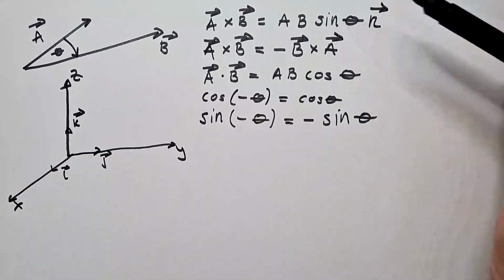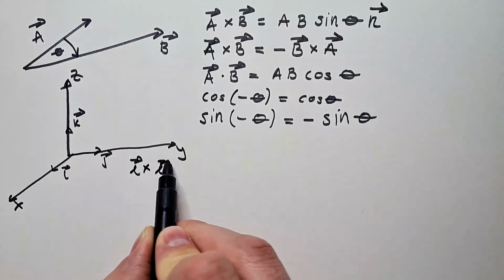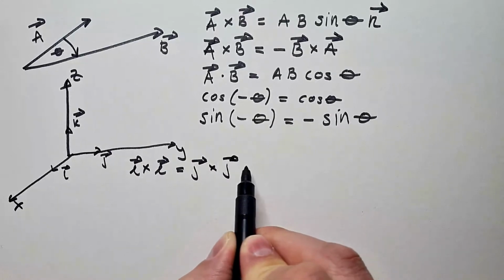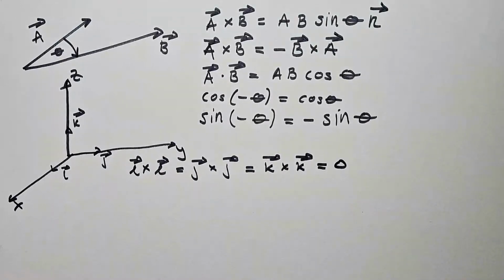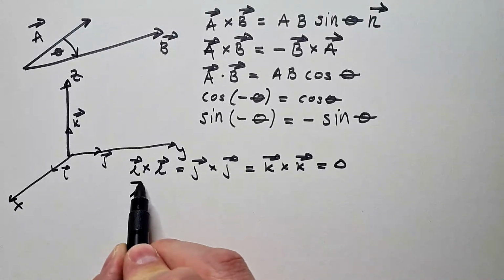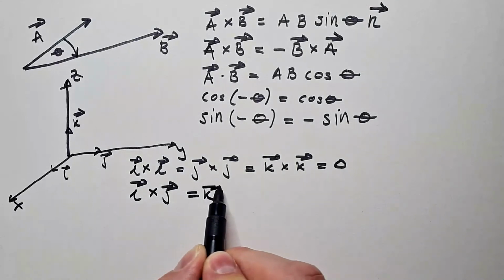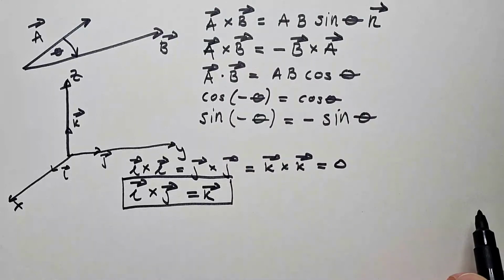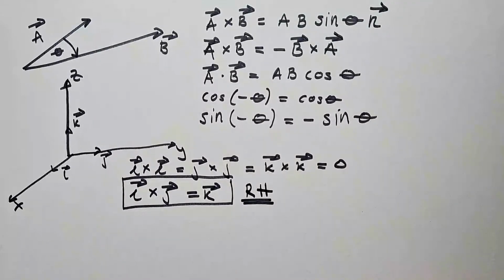Thanks to these properties of cross product, we have that i cross i is equal to j cross j equal to k cross k equal to 0, because sine of 0 is 0. However, we also see that i cross j is k, and this is something to remember, because this is the official definition of right-handed coordinate system.